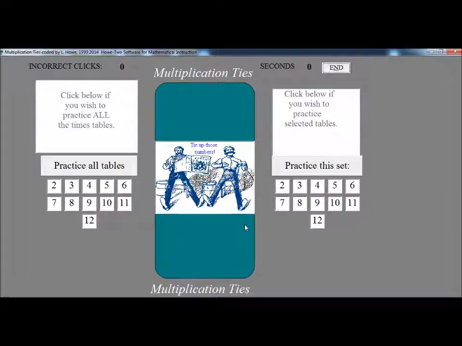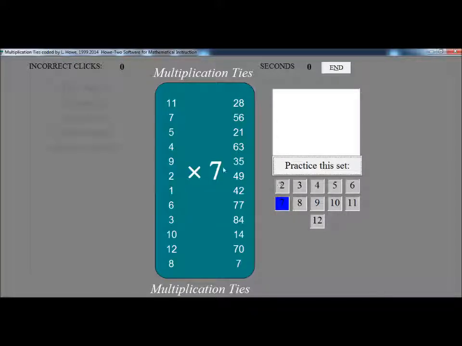If your student is having trouble with multiplication, he may need to practice all the tables, or maybe he's just having trouble with his 7s and 8s. So you can choose to practice just one of the times tables, like something times 7, something times 8 every time. So let's look at the 7s. And if we say practice this set, you'll see that the 7s table comes here.